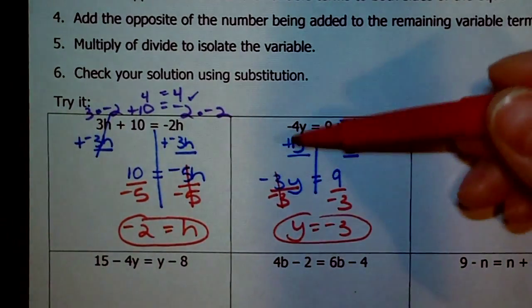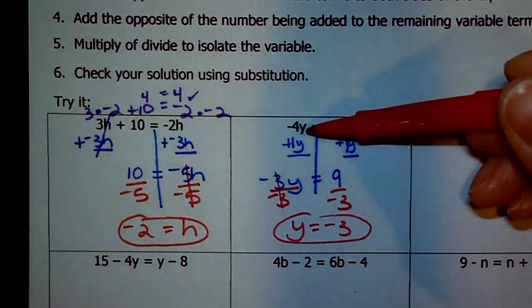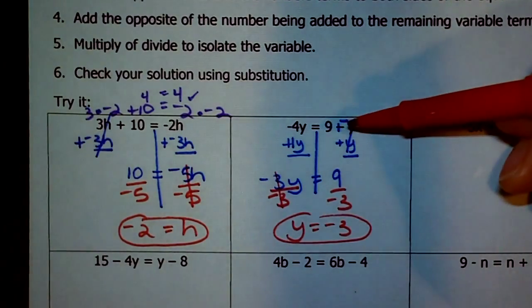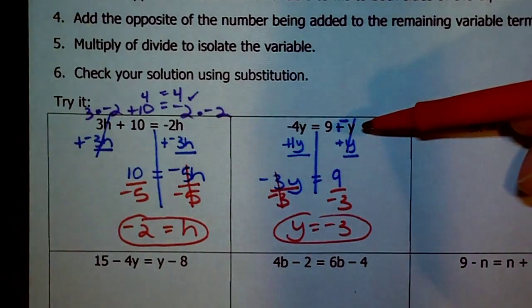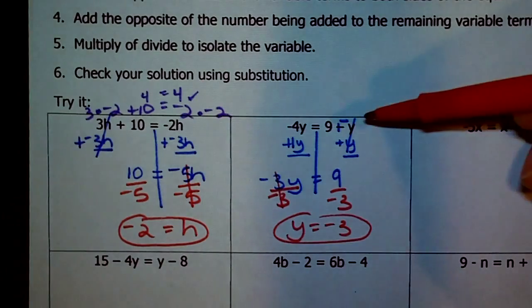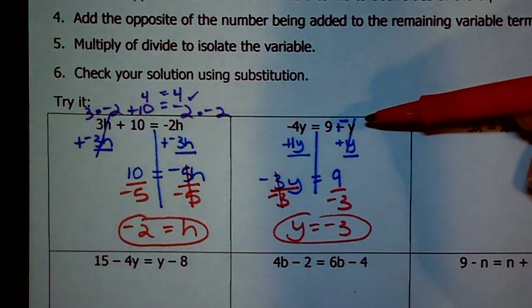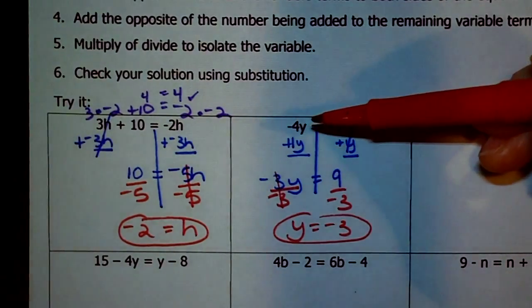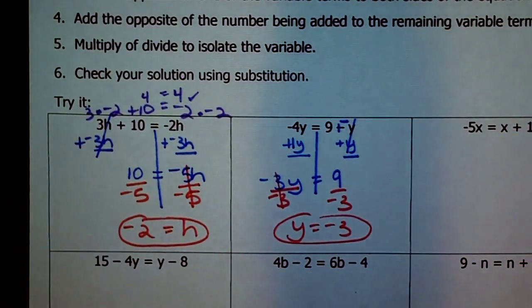Again, to check it, I would say negative 4 times negative 3. That's 12. 9 plus, and then this means the opposite of y. So this would be like 9 plus the opposite of negative 3. What's the opposite of negative 3? Positive 3. Is 9 plus 3 12? Yes. And negative 4 times negative 3 is 12? Yes. So we know that we're right.